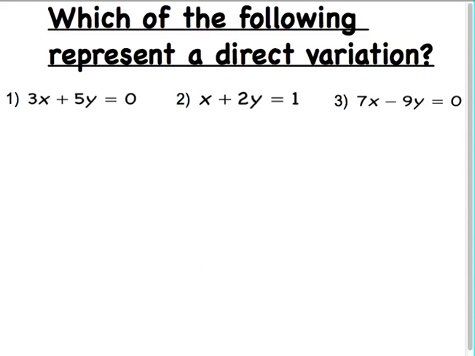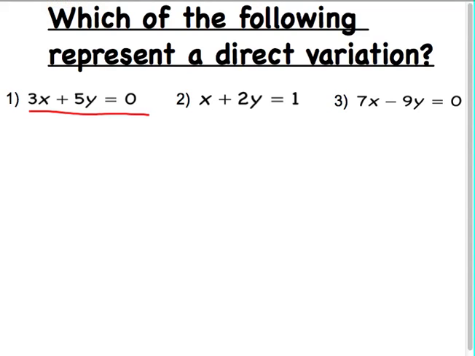So let's look at the next slide, and let's look at some examples of these. The first thing we're going to do is take a look at which of the following represent a direct variation. If we look at number 1, what form is that in? That looks like standard. Yes, that is in standard form, and we want it to be in slope-intercept form.